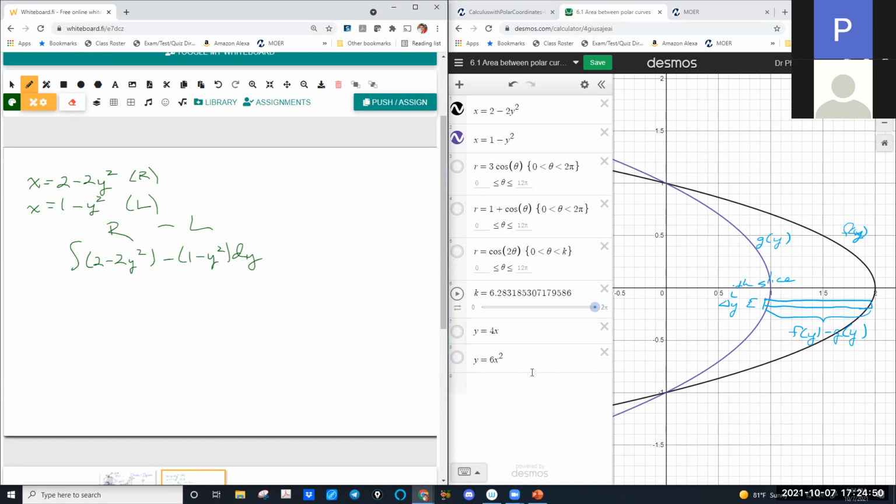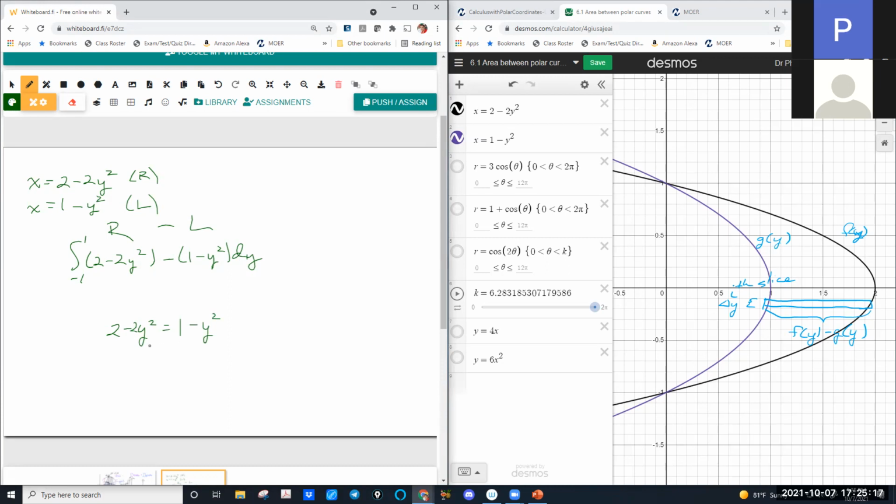Okay, last thing we have to talk about is our limits. In the previous problem, our limits were between 2 x values. Now we're integrating with respect to y. Our limits should be y values. Graphically, we can see pretty clearly our limits are negative 1 to 1. But if we wanted to verify that, we do 2 minus 2y squared equals 1 minus y squared.